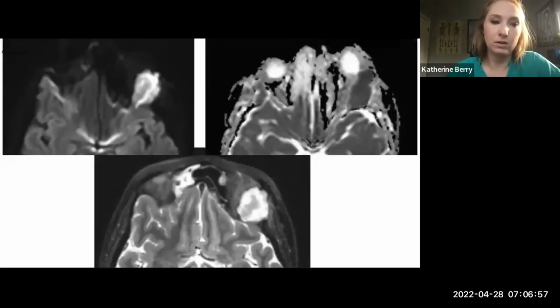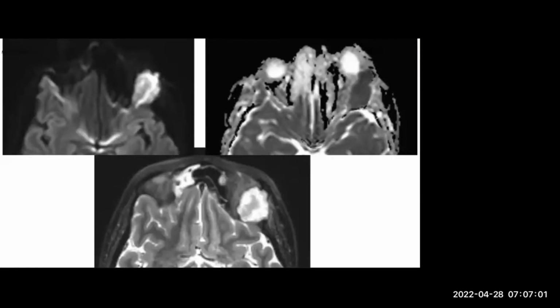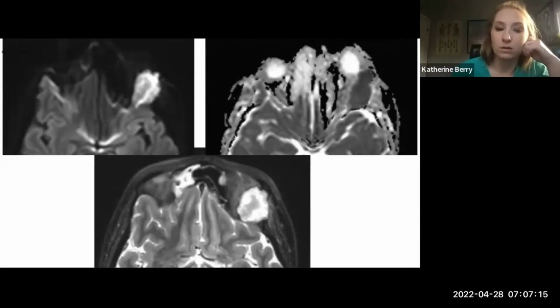So here's the next set of images. What do you see here? Diffusion restriction on DWI and hyperintense on T2. So this would lean more towards an infectious process. Oh, sorry, and dark on ADC. Perfect.